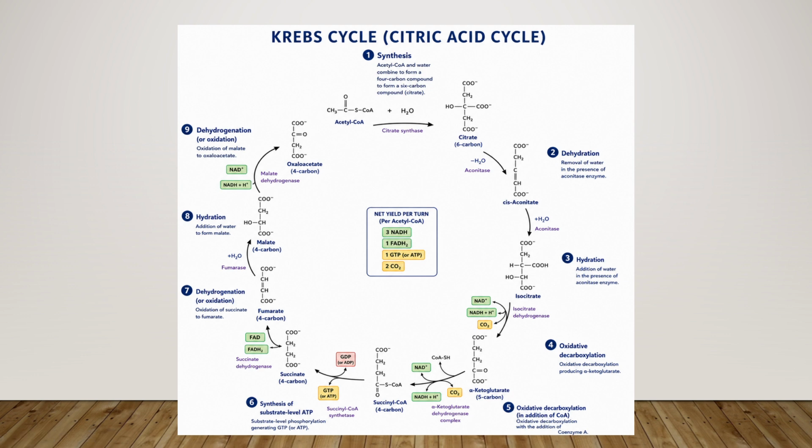As I told you in the beginning of this step, whenever you explain the Krebs cycle in detail, oxidation is removal of hydrogen and decarboxylation is removal of what?